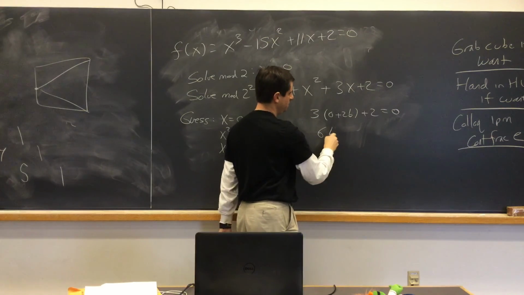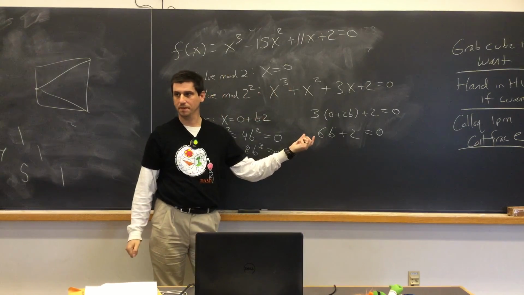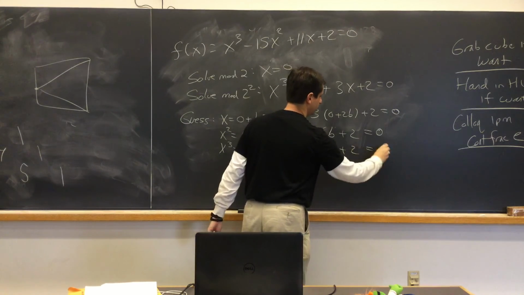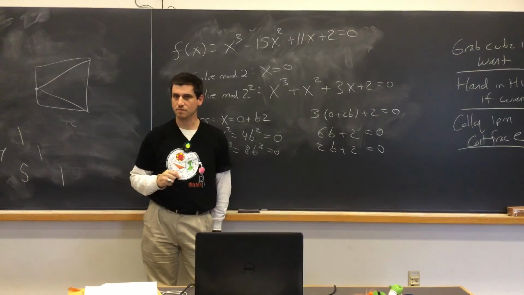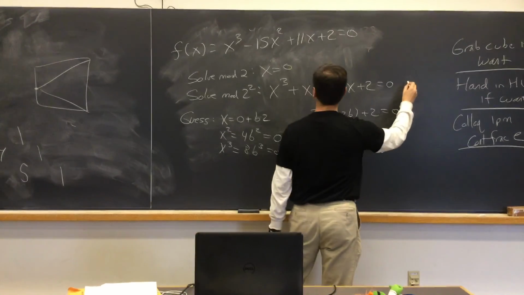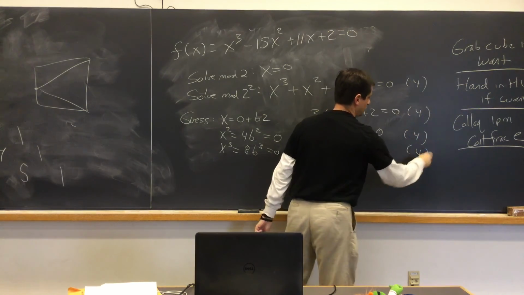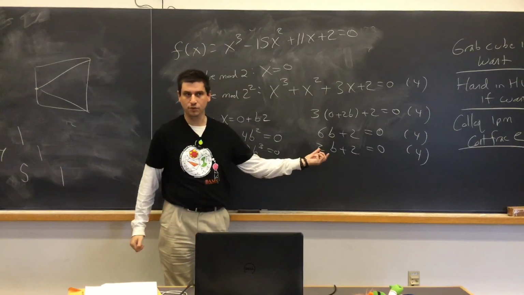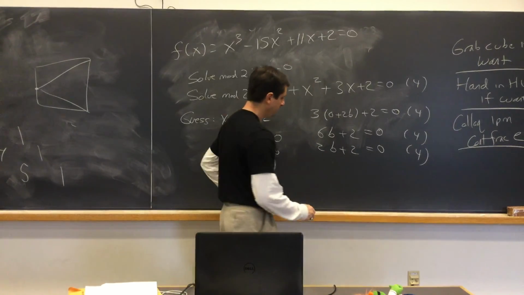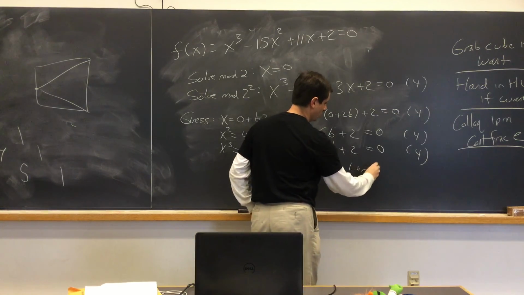So I get 6b plus 2 equals 0. What is 6b the same as? 2b. Plus 2 equals 0. So what does b equal? So I want to solve this mod 4. This is always mod 4. So what's the only solution that works for b mod 4? So b is 1 or 3.